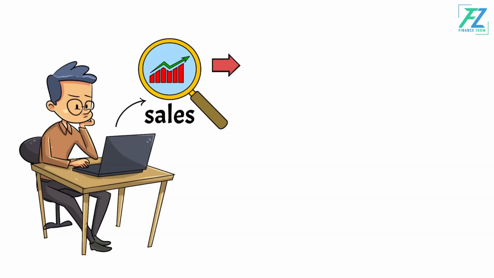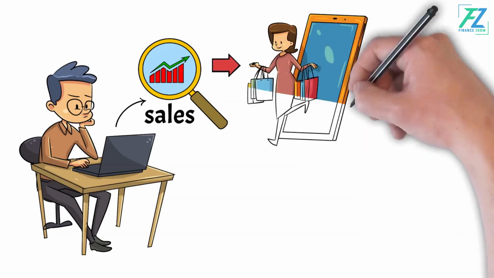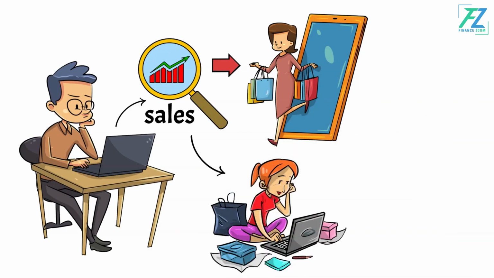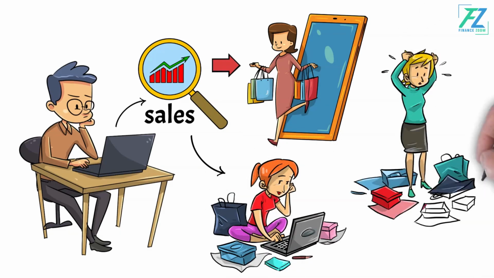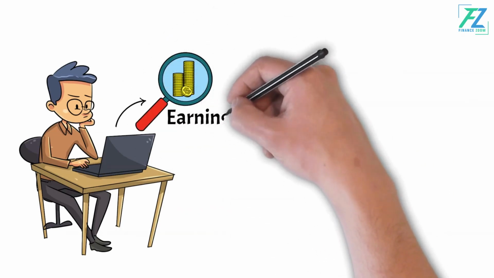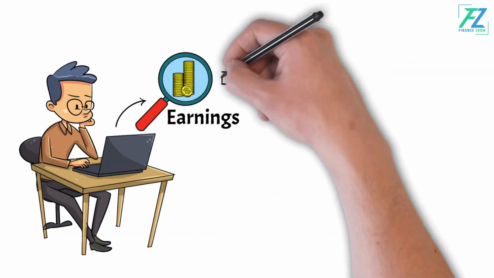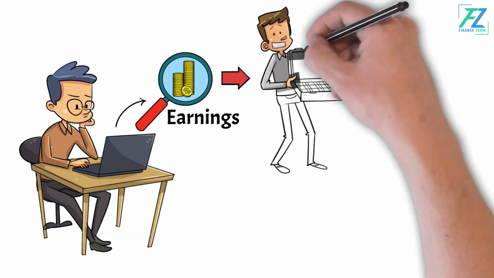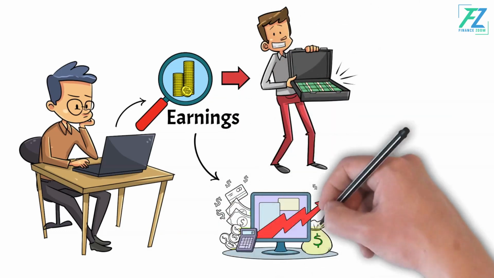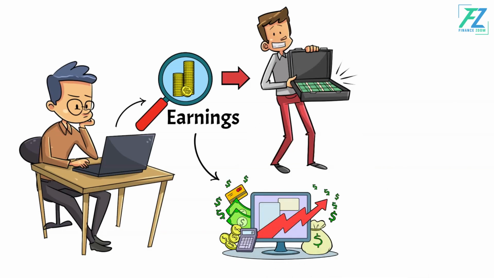This tells you how many people are actually purchasing the product through your affiliate link. By tracking your sales, you can see which products are popular among your followers and which ones aren't. Finally, you should be tracking your earnings. This tells you how much money you're making from your affiliate marketing efforts. By tracking your earnings, you can see which products are generating the most revenue for you and which ones aren't worth promoting.